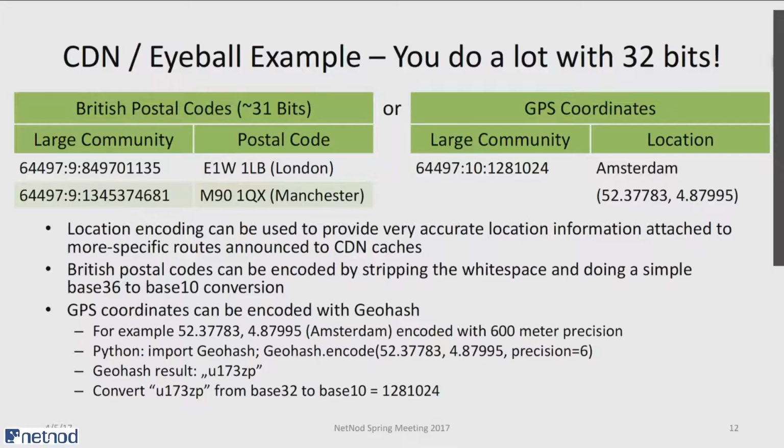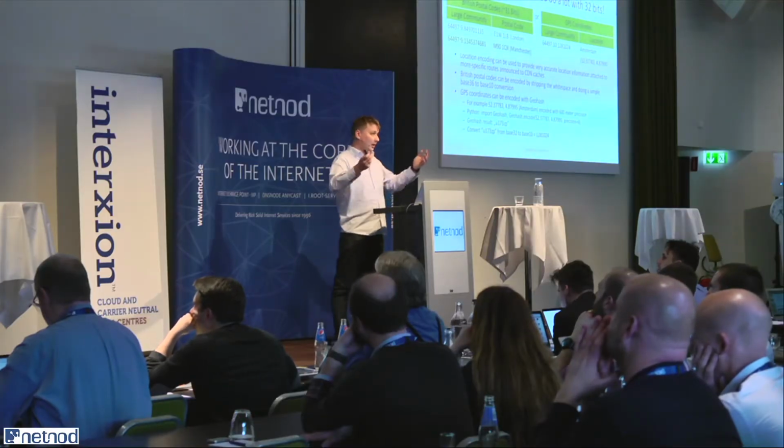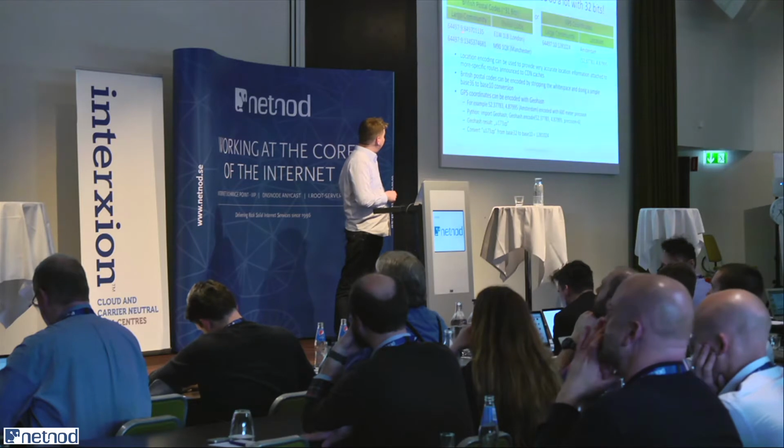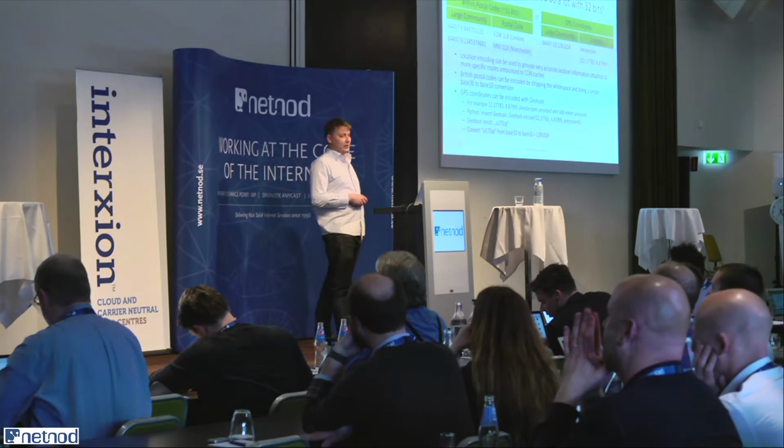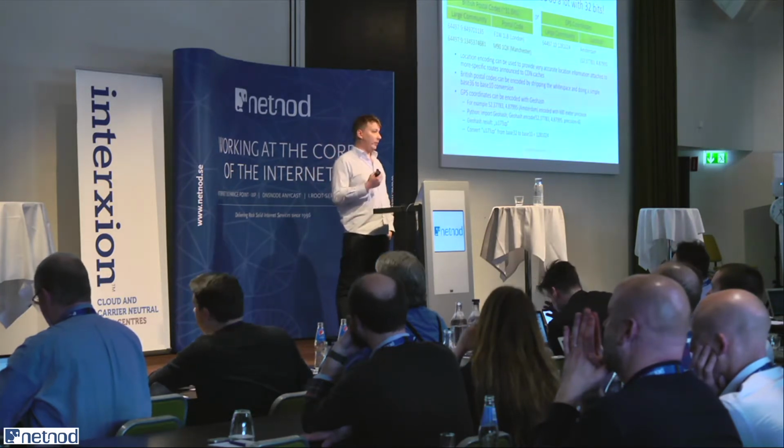But what they could do with large communities, something that is impossible with classic communities, is, for instance, just stick postal codes in the community itself. If you look at British postal codes, they're roughly 31 bits. You can encode the postal code as base 10. If you convert from base 36 to base 10, an integer rolls out, and you can just put that integer in the community itself.